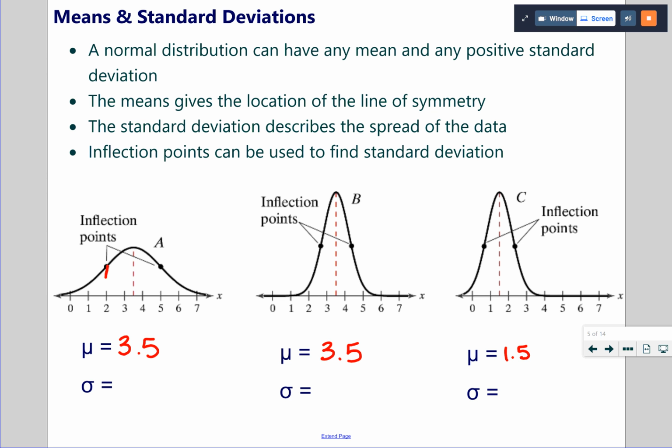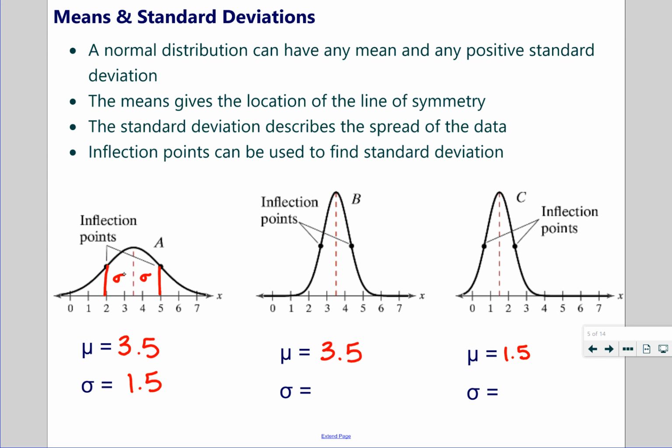Take your inflection points, and they've drawn them in here for you, and drop them down to the axes. Your standard deviation is going to be the distance between the mean and one of those lines that we've got from the inflection point. You can either look to the left or to the right. They should be the same. So if I look to the right, for example, it would be the distance between 3.5 and 5, which would be 1.5 would be my standard deviation. And it should be the same if you look to the left. If I look to the left, it goes between 2 and 3.5, which again, that difference is 1.5.